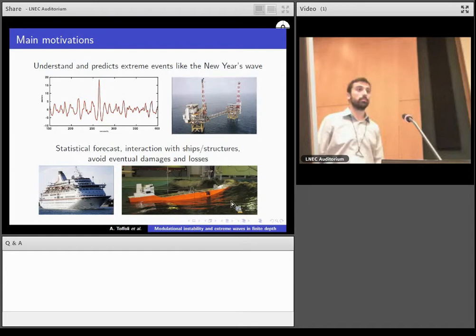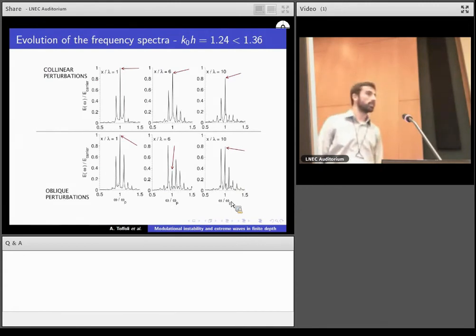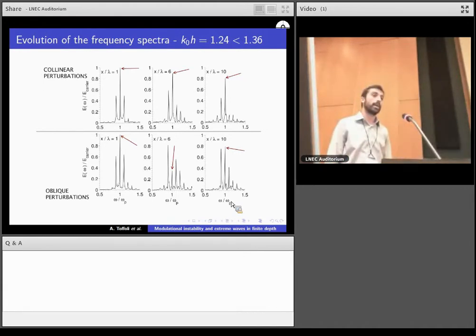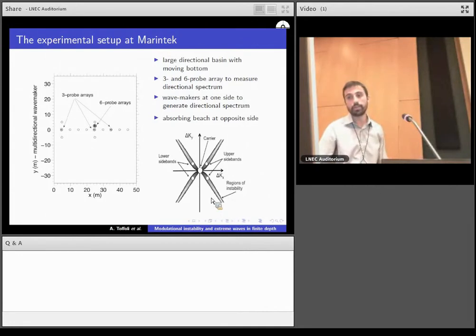So from the theory, what you can predict is that essentially this shaded region here is the region of instability of the sidebands, and the more you go down in the value of the number, the narrower those regions of instability become. So it means that if you consider a very, very small k times h, then in order to create a rogue wave, you will need to really disturb your system by choosing a particular sideband. All other sidebands will be stable, and we have checked that at MARINTEK.